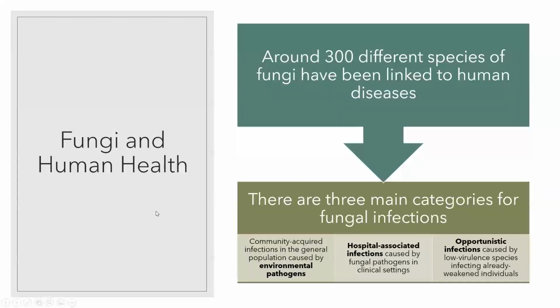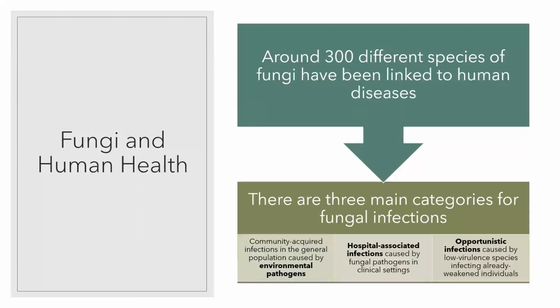Fungi we will find in the environment and that may not be pathogenic, but we also see quite a few of them that are pathogens that we might care about if we're taking care of a patient. There are around 300 different species of fungi that have some linkage to human health and disease. And we categorize these diseases based on three main attributes. The first is, is it an environmental pathogen? Is it primarily found in a hospital, or is it an opportunistic pathogen?